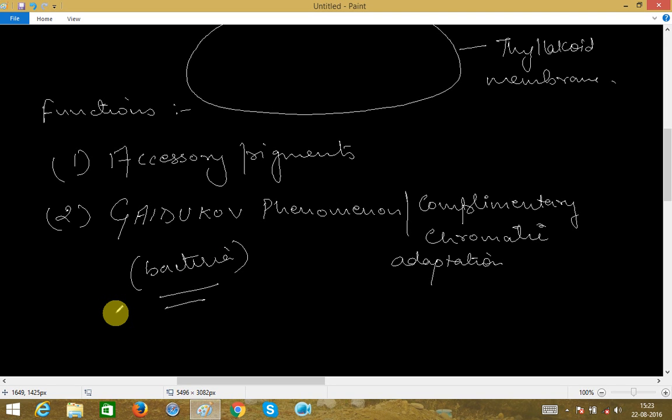So this is about the photosynthetic pigments. Now we are done with the photosynthetic pigments. In the next session we will discuss paper chromatography, absorption spectrum, action spectrum, all these things.